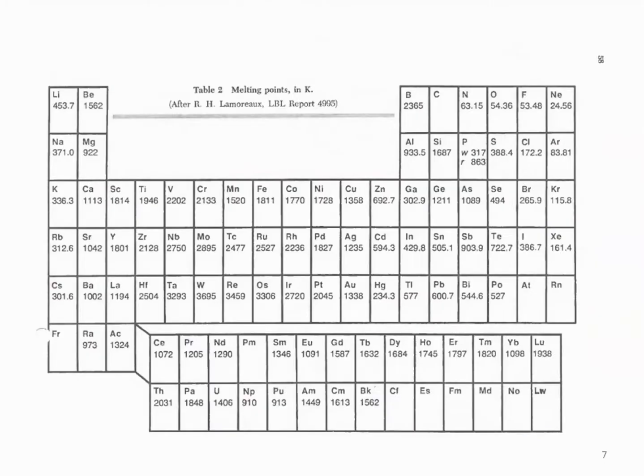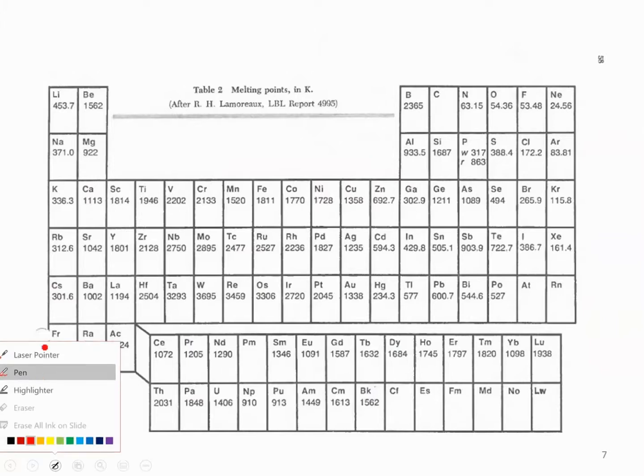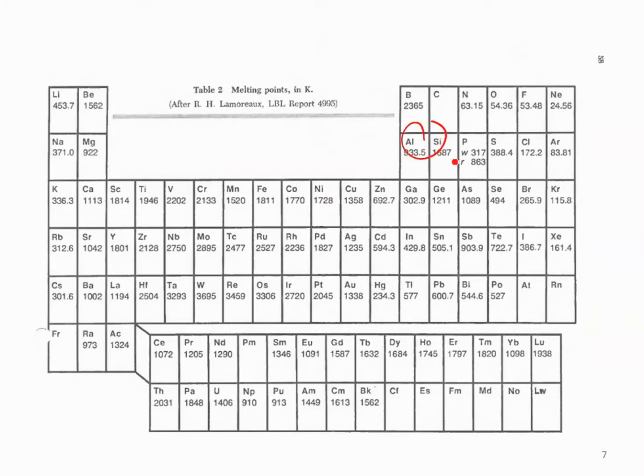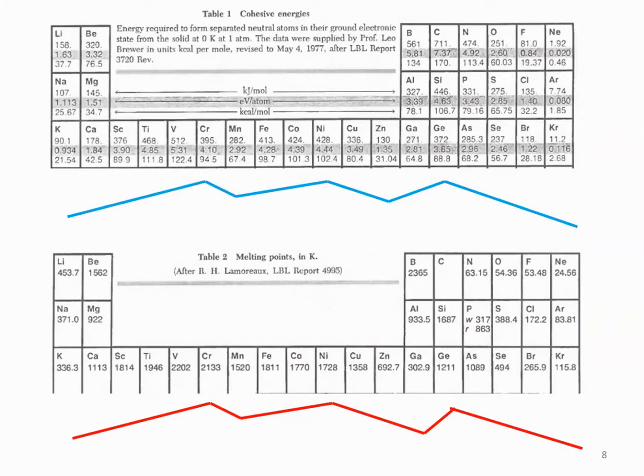So from here, you can see the melting point for sodium is 371 Kelvin, magnesium 922, aluminium 933, silicon 1686, and so on and so on. So just now I told you that the cohesive energy is related to the melting point. When I draw the trend, you can see that from sodium to magnesium it increases.